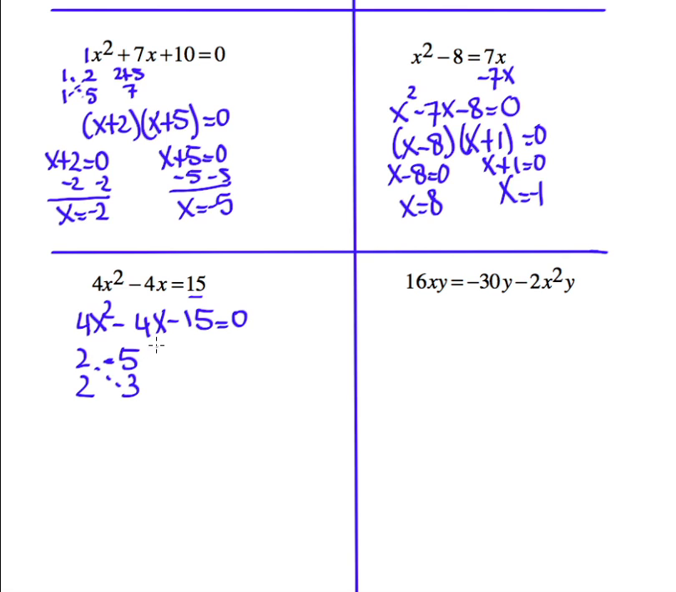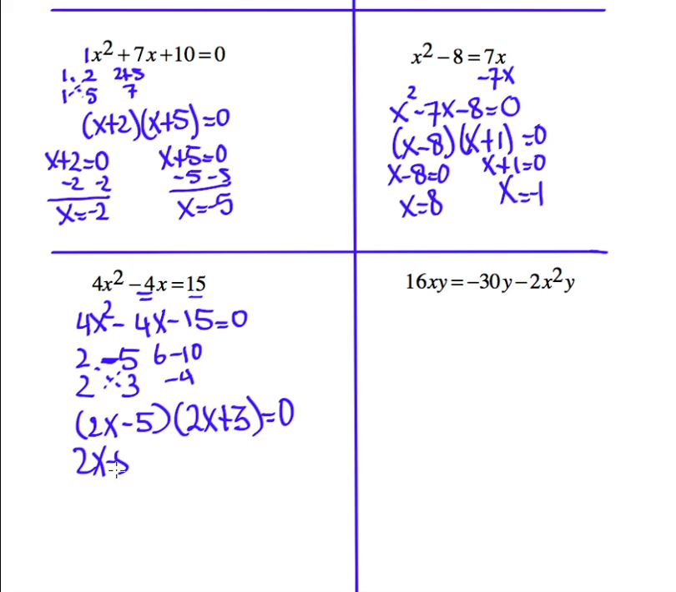So 2 times 3 is 6. That's a negative 10. I get a negative 4, and that matches the sum that I have here. So this means that I could write this as 2x minus 5, because that was a negative 5. And then the other one is 2x plus 3 equals 0. So 2x minus 5 is 0. That would be 2x is 5, so x is 5 over 2.